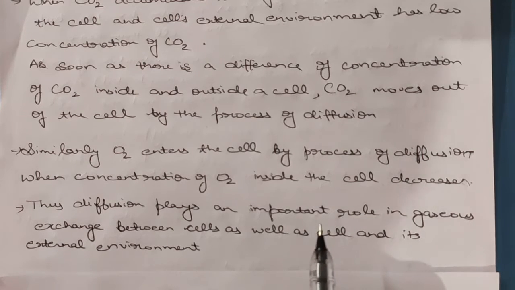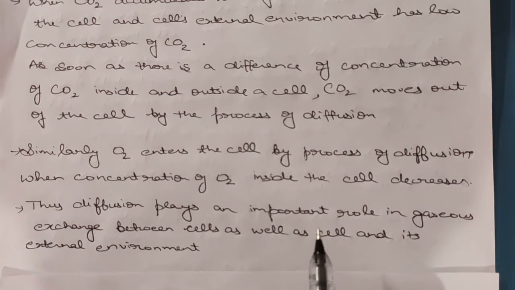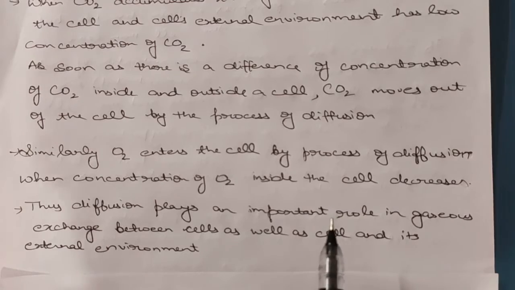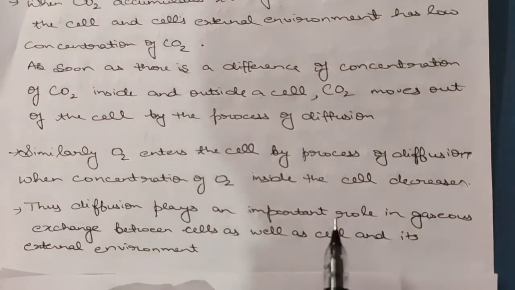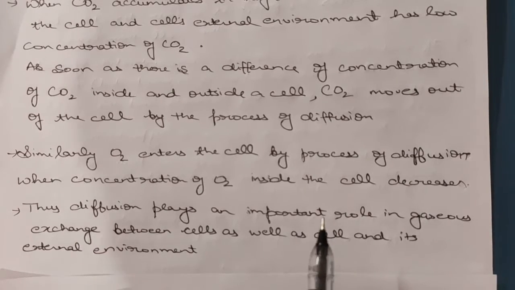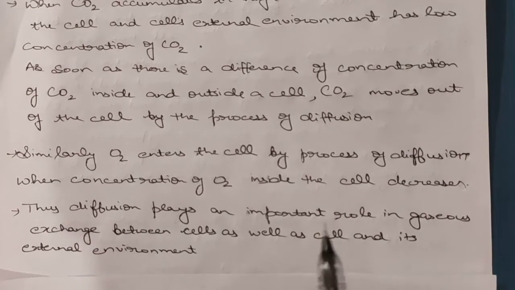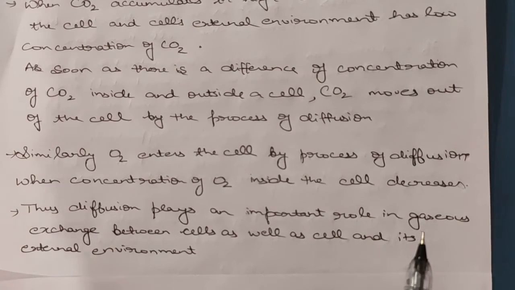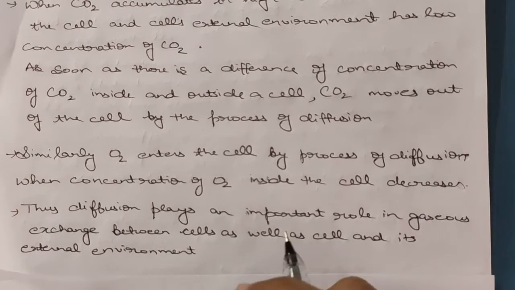It will need oxygen. So the oxygen will become less inside the cell, and as soon as there is a difference of concentration of oxygen inside and outside the cell, the oxygen moves inside the cell from outside. Why is it moving from outside to inside? Because now the oxygen is less in the cell and it is more outside the cell. So that's why the oxygen enters the cell by the process of diffusion again.